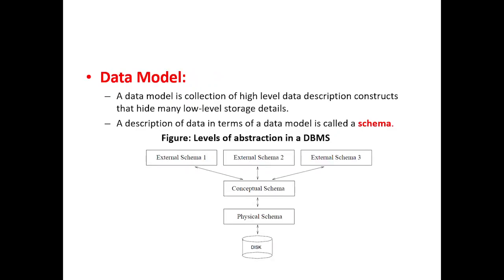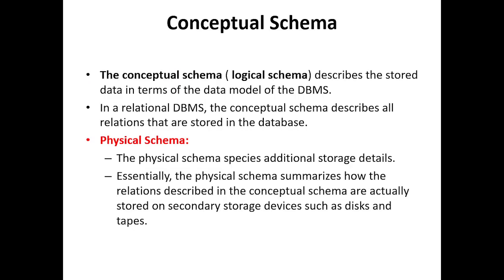We will see a basic data model. A data model is a collection of high-level data description constraints that hide many low-level storage details. A description of data in terms of a data model is called a schema. You have external schema, conceptual schema, physical schema and disk, and you are supposed to keep the levels. External schema is the top level, physical is at the lower level, and in between is the conceptual schema.